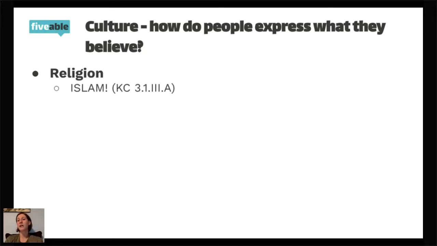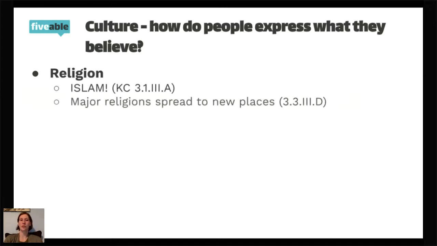And I'm seeing a lot of good details about Islam happening in the chat. So you guys clearly have read this section or learned this section in your classes. And I just want to remind you that it's an important one because it's new in this unit. So we want to pay attention to it.